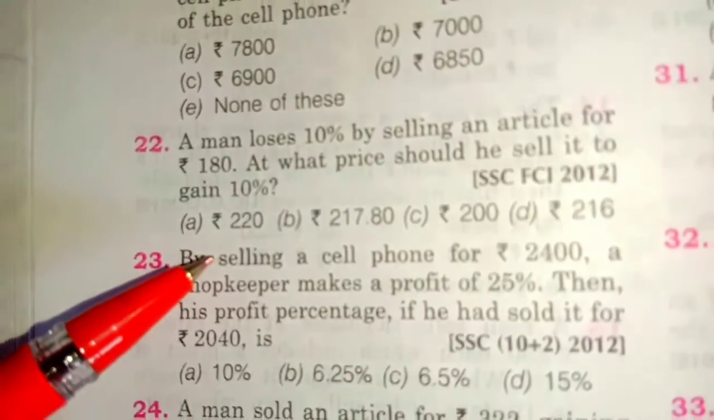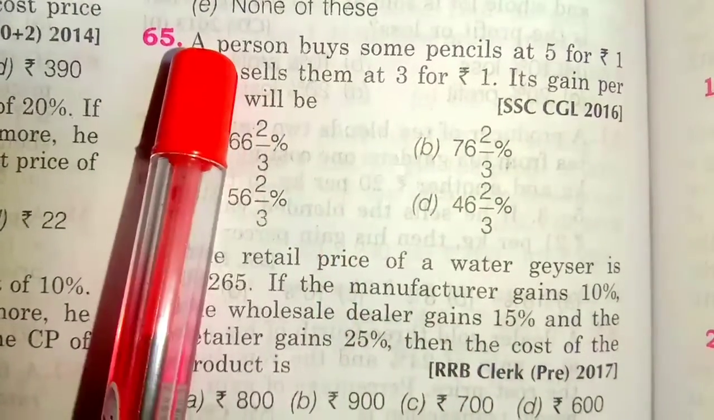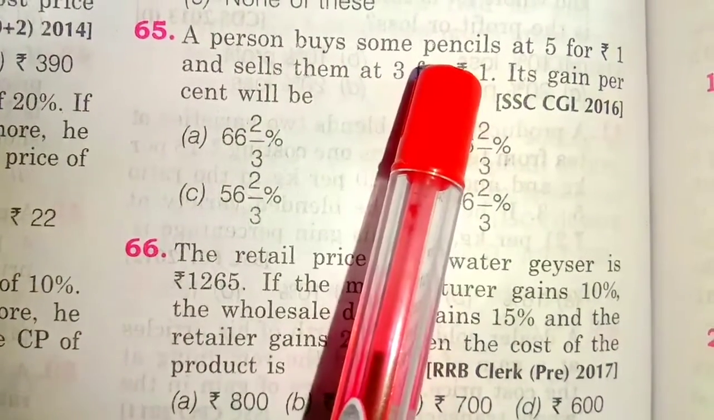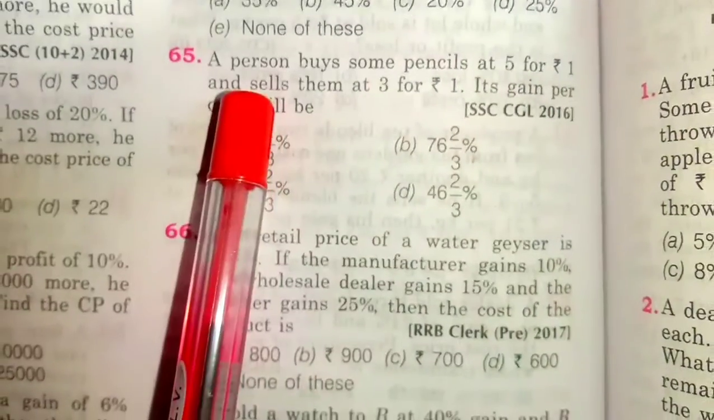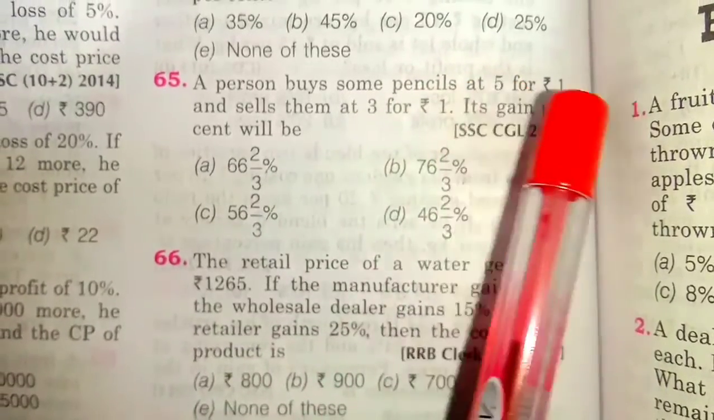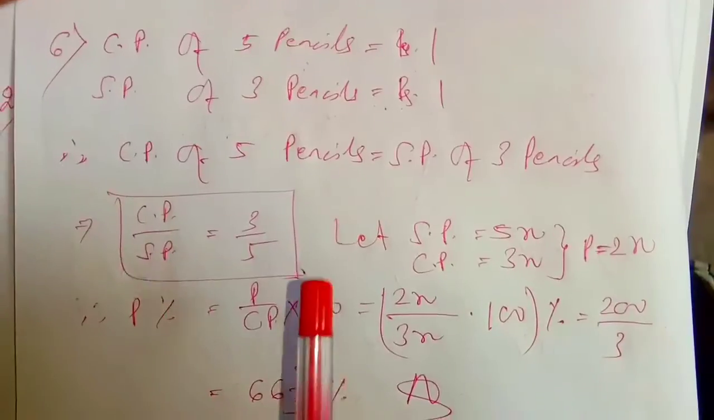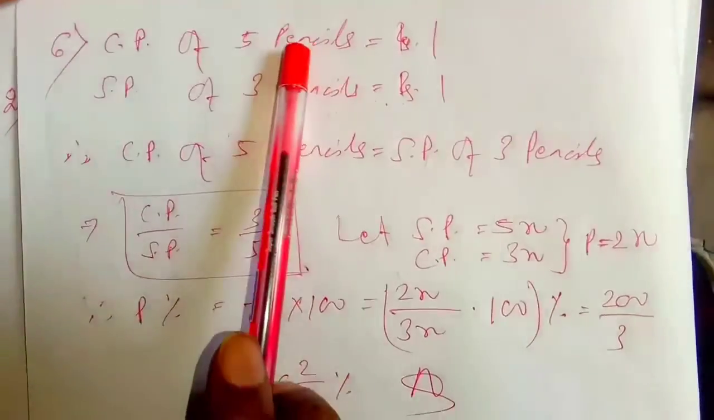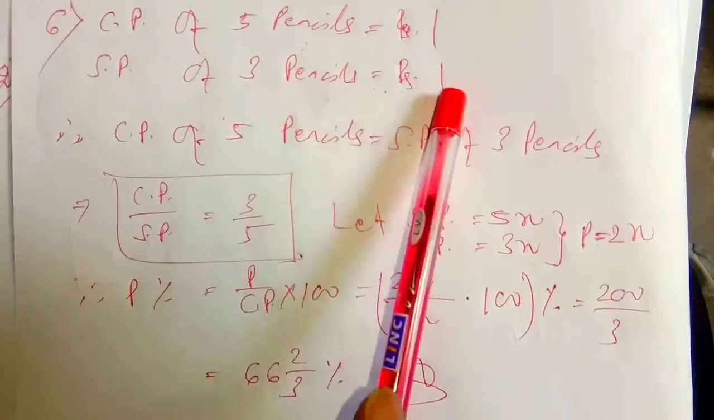Okay, next question. A person buys some pencils at 5 for rupee 1 and sells them at 3 for 1. Cost price of 5 pencils is equal to 1. Selling price of 3 pencils is equal to 1. Just see the answer. Cost price of 5 pencils is equal to 1. Selling price of 3 pencils, as per the question, is also 1. Both are equal.